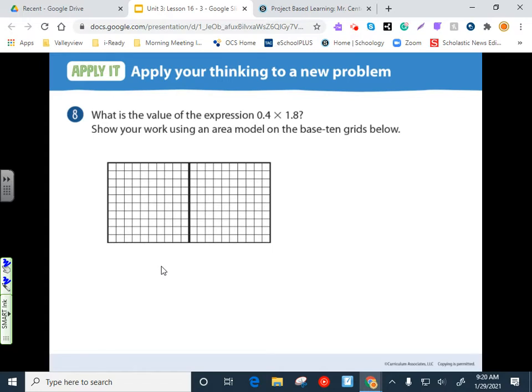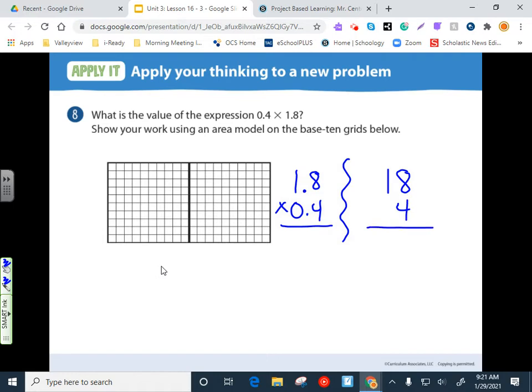What's the value of the expression 4/10 times 1.8? So you can do this as 1.8 times 0.4. But again, if these decimal points confuse you, just rewrite it without the decimal.